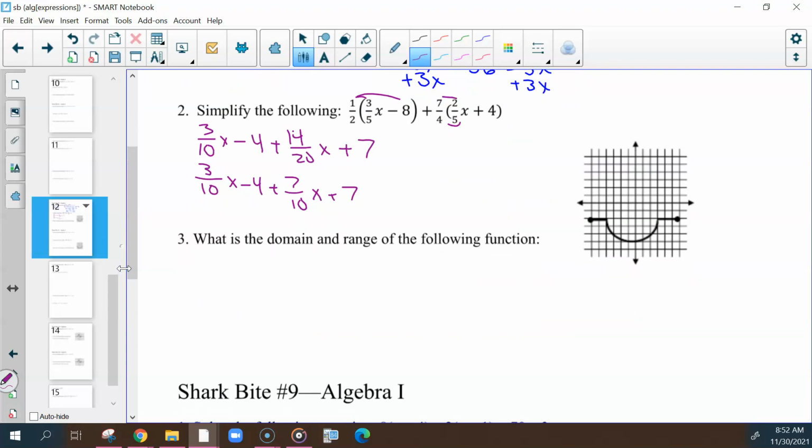And then combine your like terms. 3 plus 7 would give me 10 over 10. Negative 4 plus 7 would give me 3. 10 over 10 simplifies to just 1, or just x plus 3. So all of those fractions disappear, and you got whole numbers. Do you have any questions, concerns on that one?